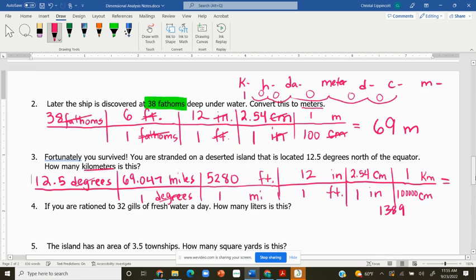1389. How many sig figs should I have in my answer? How many did I have? I had 3 here. I should have 3 sig figs here. So if I want to round this up to proper sig figs, it'd be 1390, no decimal point, km. Good.